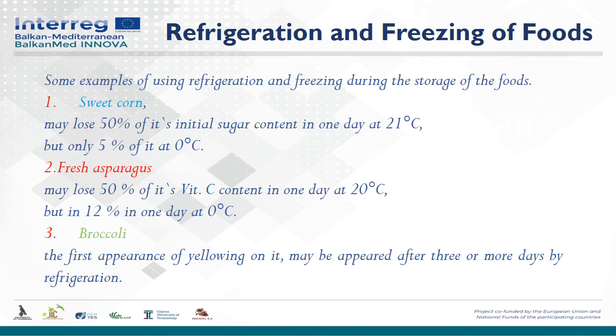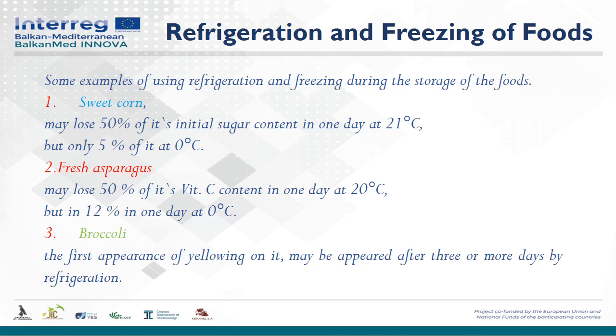So even in this case, it's a very high value of the vitamin C content that we'll lose if we do not control the storage condition. The last example that I'm going to mention is broccoli. The problem of broccoli is the yellowing appearance on its green color.